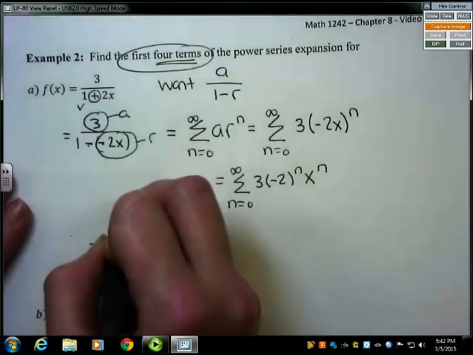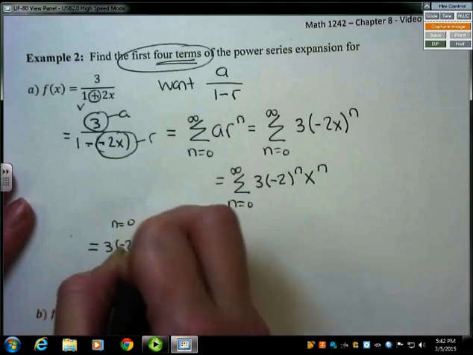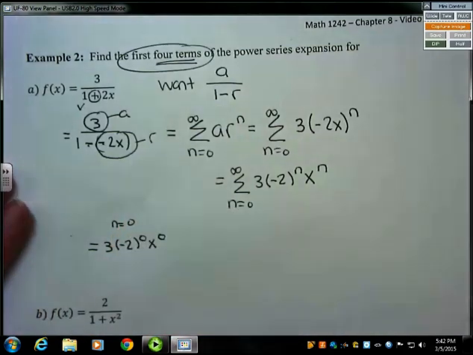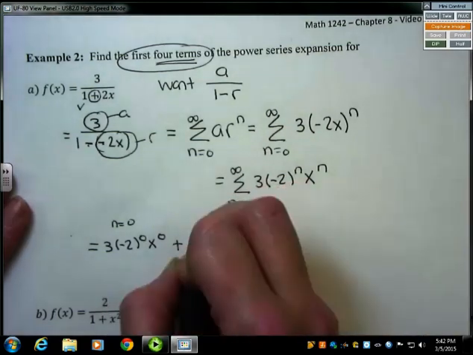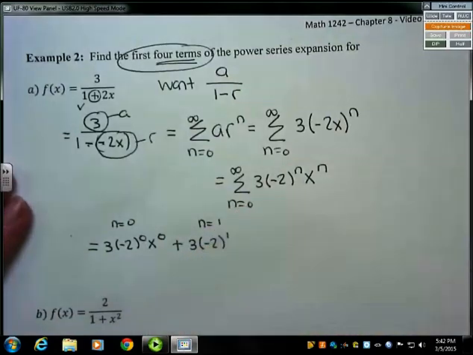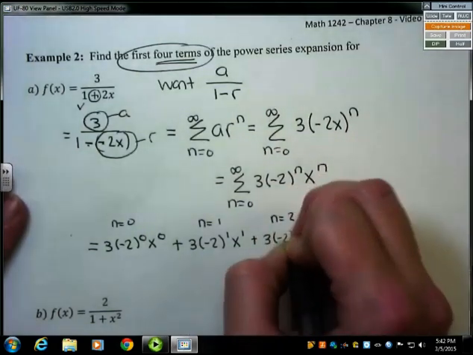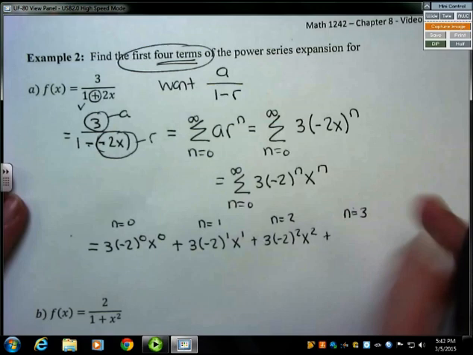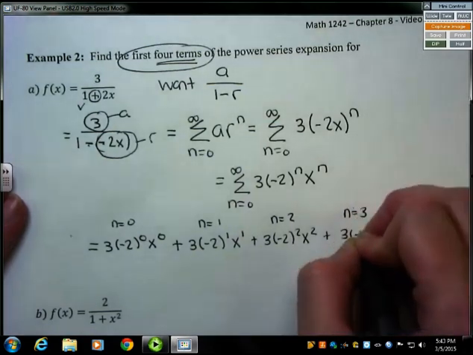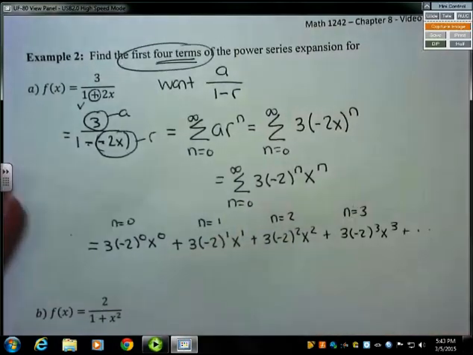So when n is equal to 0, notice I would have 3 times negative 2 to the 0, x to the 0. I'll come back and clean it up. Plus, when n is equal to 1, I would have 3 times negative 2 to the first power times x to the first power. When n is equal to 2, I would have 3 times negative 2 squared, x squared. And when n is equal to 3, I would have 3 times negative 2 cubed, x cubed. That would give me the first 4 terms.